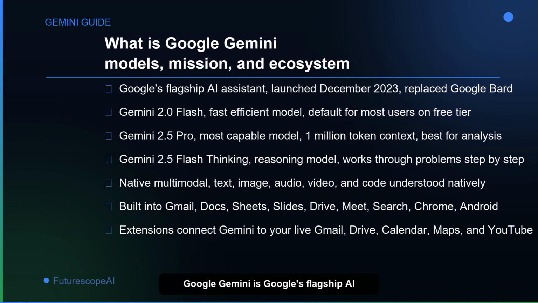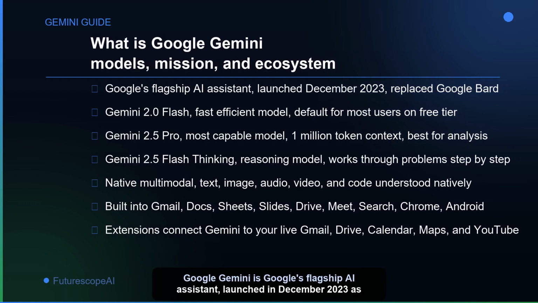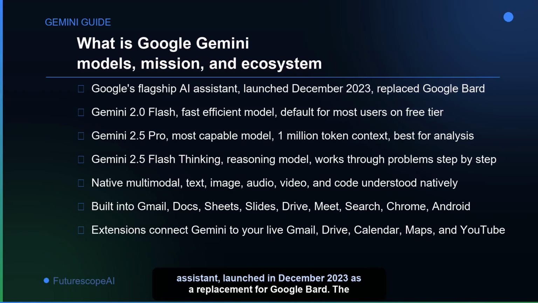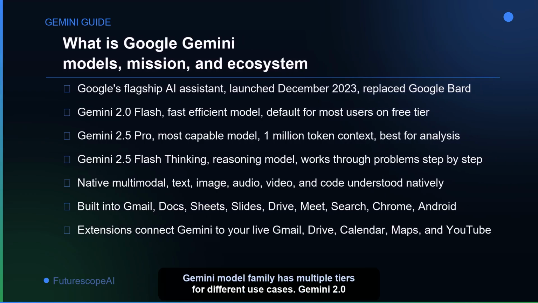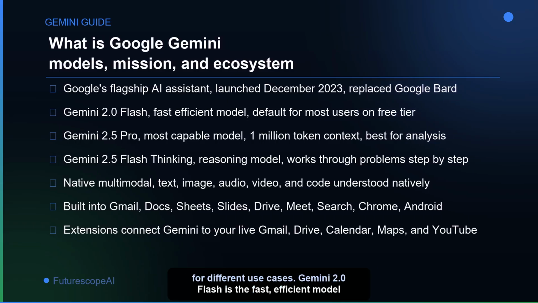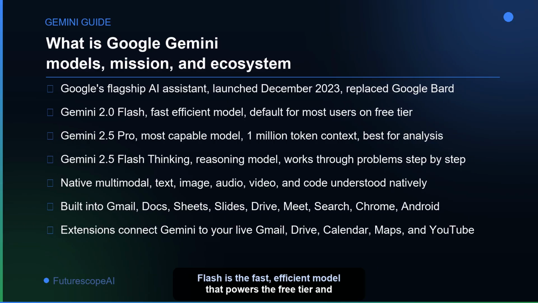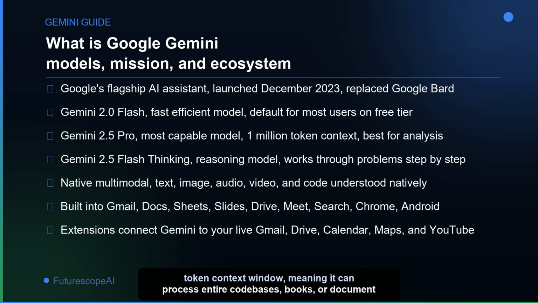Google Gemini is Google's flagship AI assistant, launched in December 2023 as a replacement for Google Bard. The Gemini model family has multiple tiers for different use cases. Gemini 2.0 Flash is the fast, efficient model that powers the free tier and handles most everyday tasks extremely well. Gemini 2.5 Pro is Google's most capable model, with a 1 million token context window, meaning it can process entire codebases, books, or document collections in a single session. Gemini 2.5 Flash Thinking is a reasoning model that works through complex problems step by step before giving an answer, similar to OpenAI's O-series models.